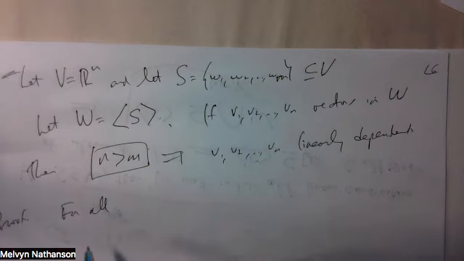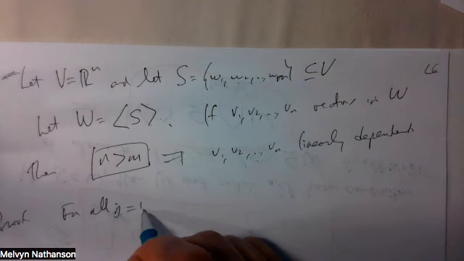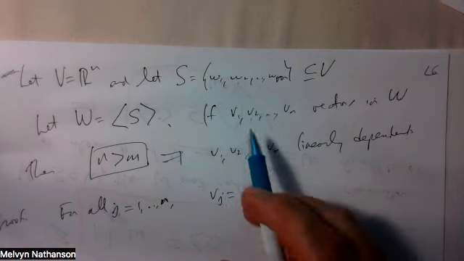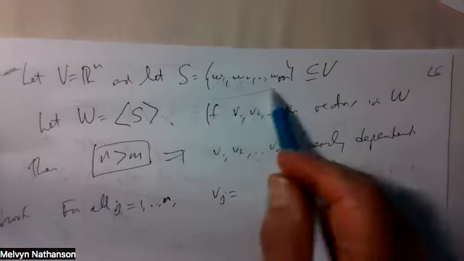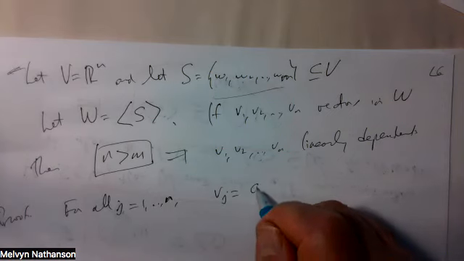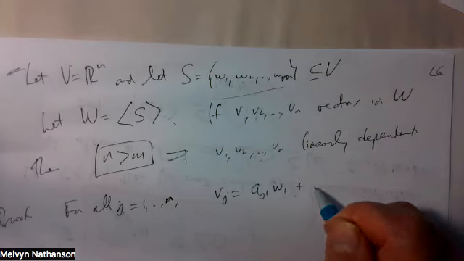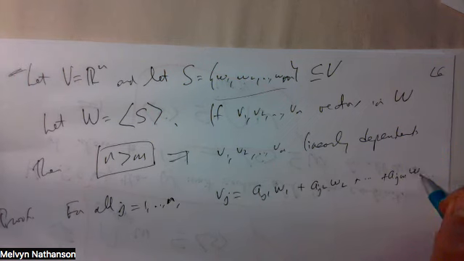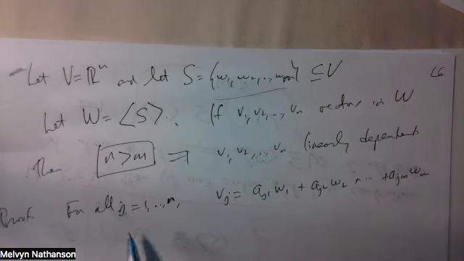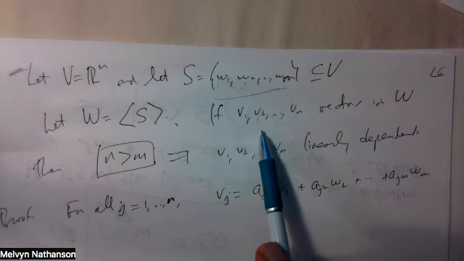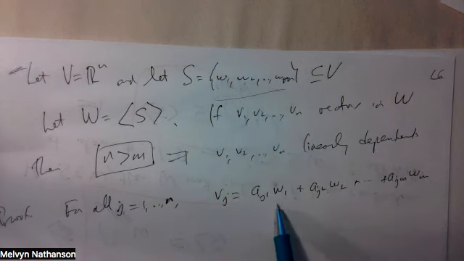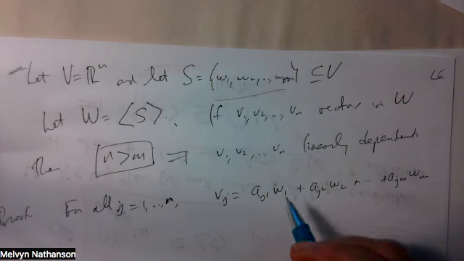So for all j from 1 to n, if I take the vector vj, I can write it as a linear combination of these m vectors. This is aj1 w1 plus aj2 w2 plus ajm w sub m. So for all j from 1 to n, each of the vectors vj is a linear combination of these m vectors, and I write the coefficients like this. Actually, I should write it the other way.